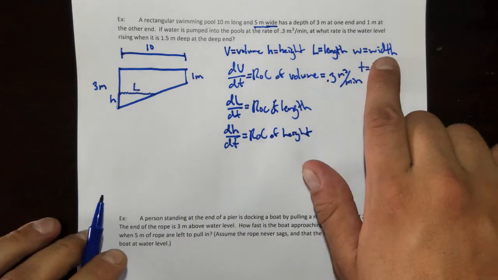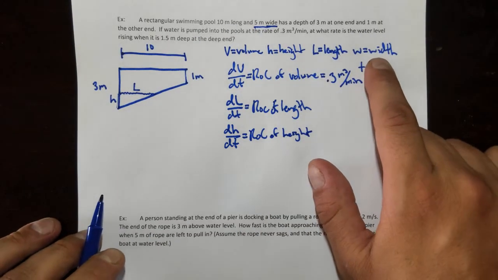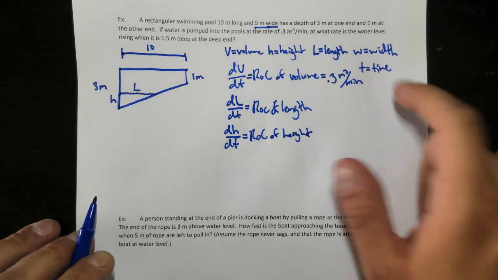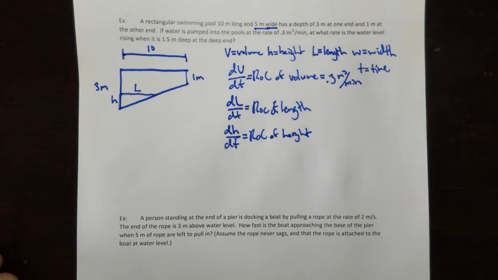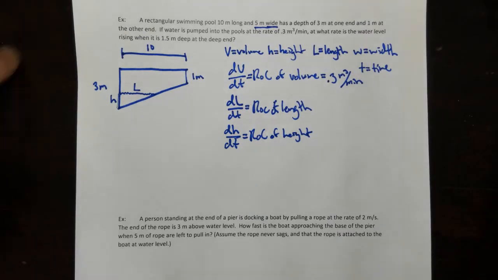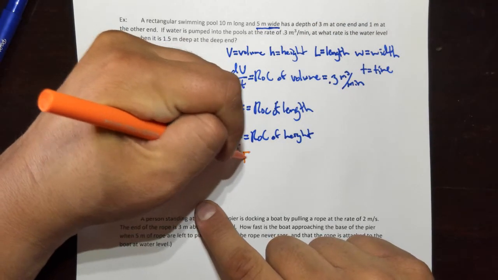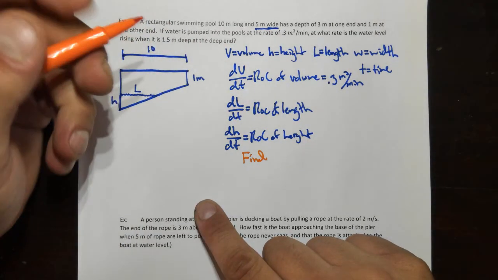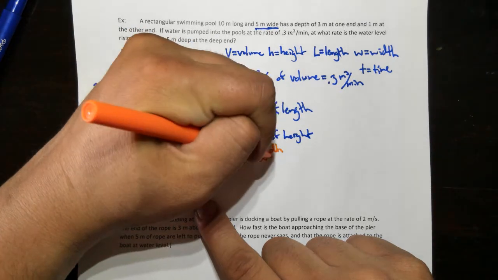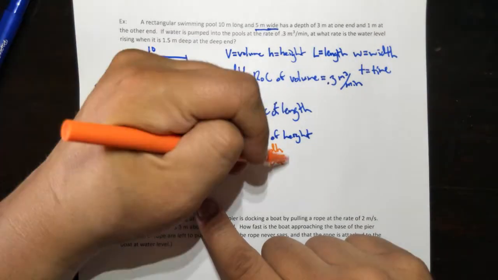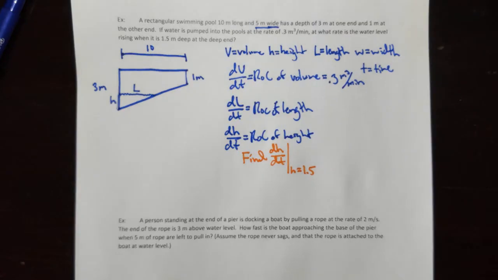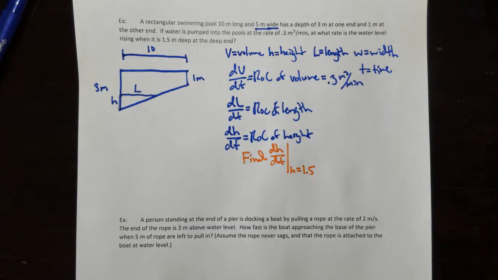Notice we won't have a w, or we won't have a dw dt, because the width isn't changing. The width will be remaining the same. So what are we looking for? We're looking for the dh dt when the height is 1.5. Okay. So now let's start going through this problem.